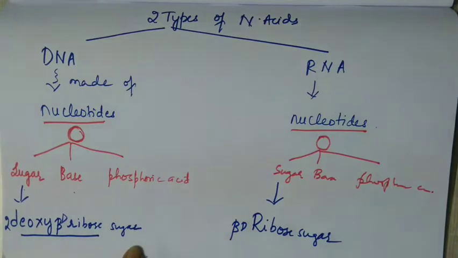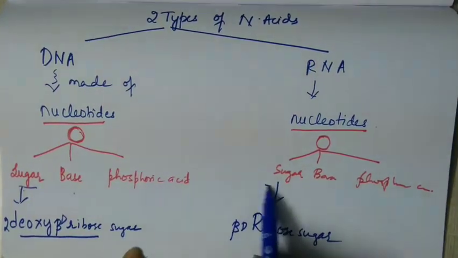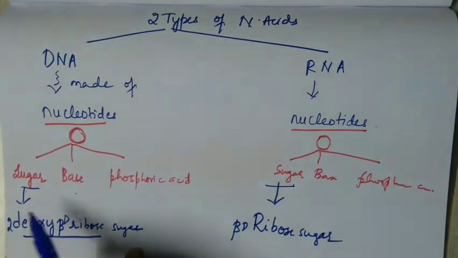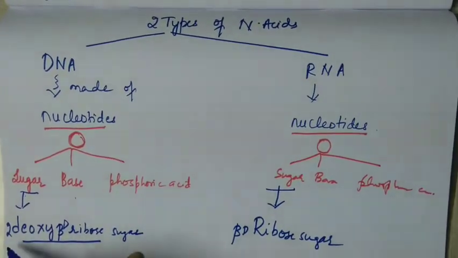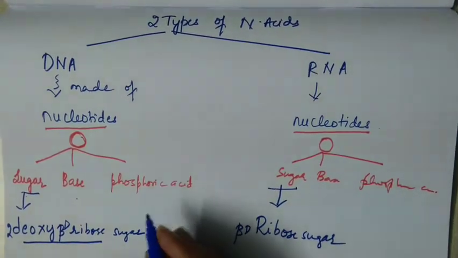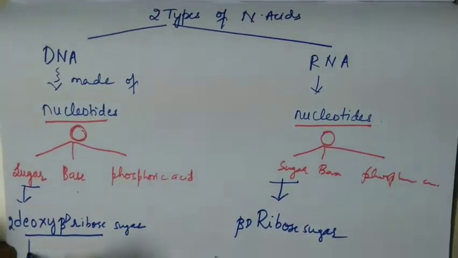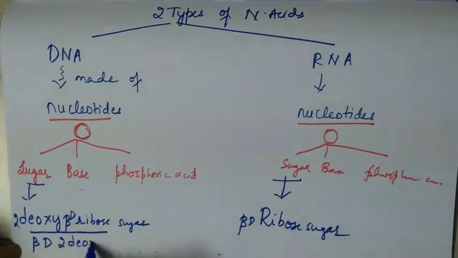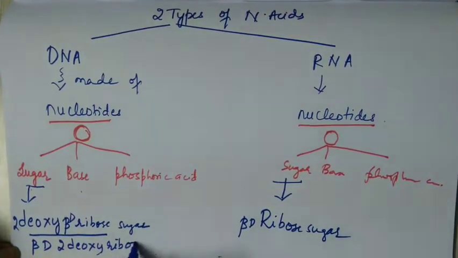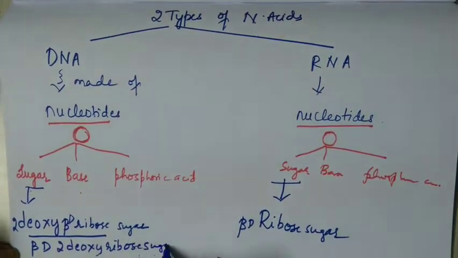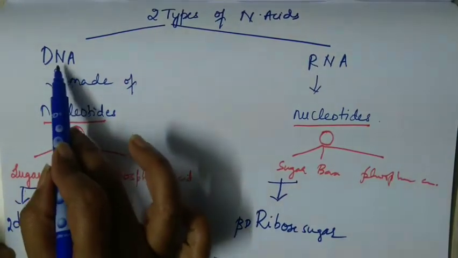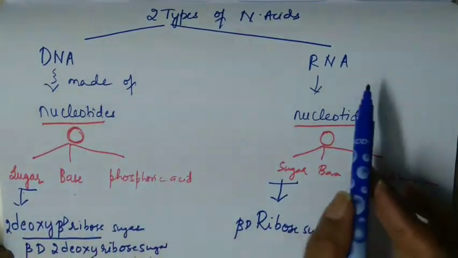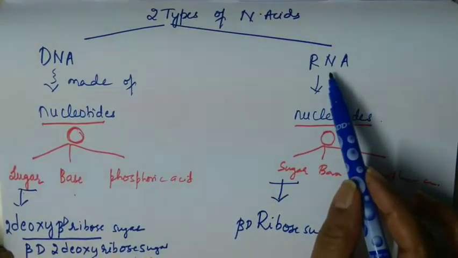So what is the difference between the sugar of DNA and RNA? In RNA it is beta D ribose sugar. In DNA it is beta D 2-deoxy ribose sugar. I shall write it once again here. Beta D 2-deoxy ribose sugar. Hence the name DNA: deoxyribose nucleic acid, and RNA represents ribose nucleic acid.